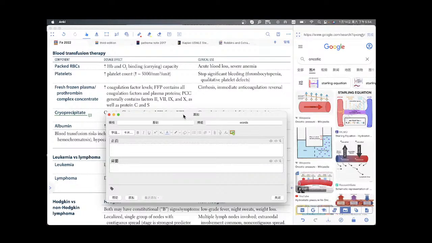Now the PCC generally contains factor 2, 7, 9, 10 as well as protein C and S. So that's the difference, because the FFP contains all coagulation factors and plasma proteins, but PCC only has some limited, just the important clotting factors such as 2, 7, 9, 10, and protein C and protein S. So cirrhosis, immediate anticoagulation reversal.